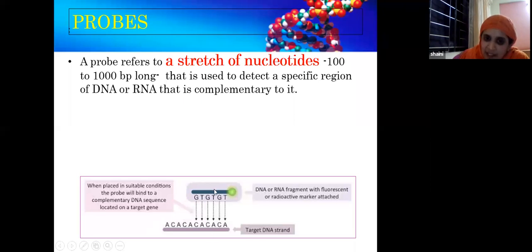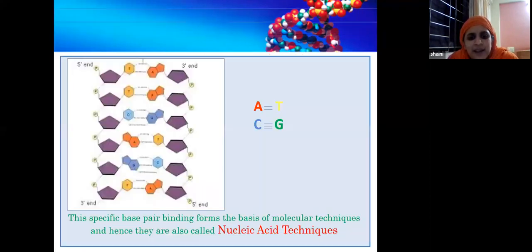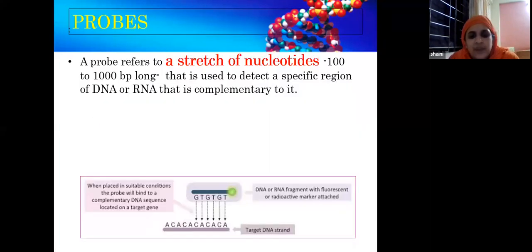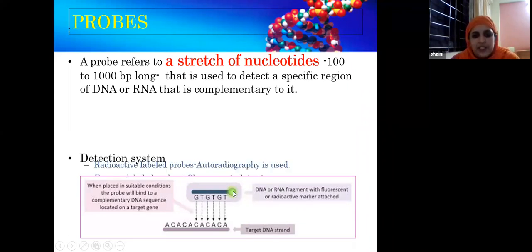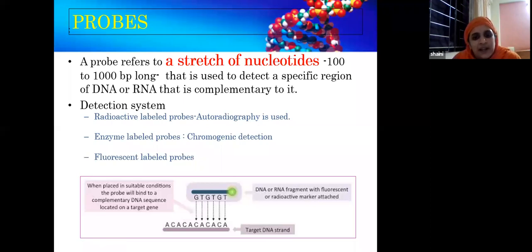If it binds, we have to know that it has bound. This is not something we are going to see with our naked eye. So we need a detector molecule to be attached to the probe. All probes come with one kind or other of detector molecule. The detection system can be a radioactive molecule, in which case we have to use autoradiography.